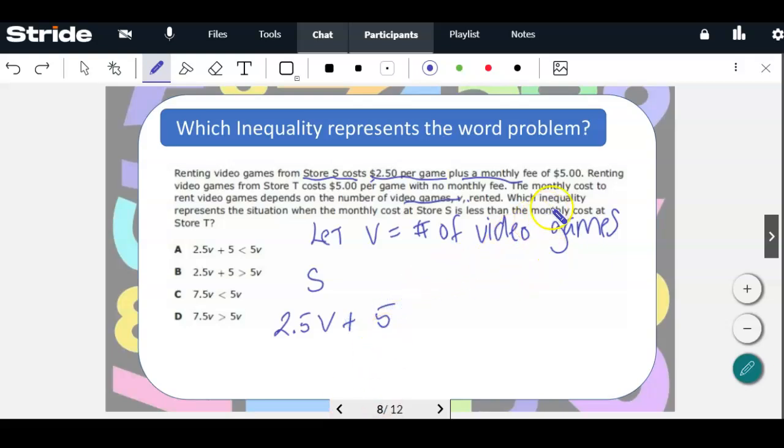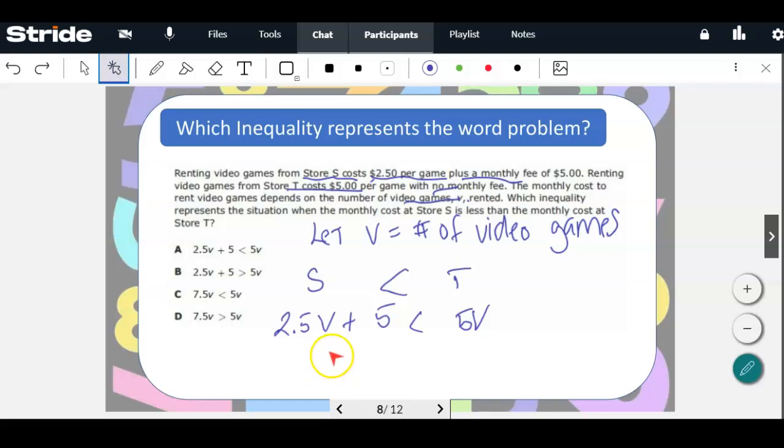That's Store S. Now here's Store T. It's $5 per game with no monthly fee. So that's just 5V, $5 per game. So the question here, which inequality represents the situation when the monthly cost of Store S is less than Store T. So there's our variable, or our inequality.